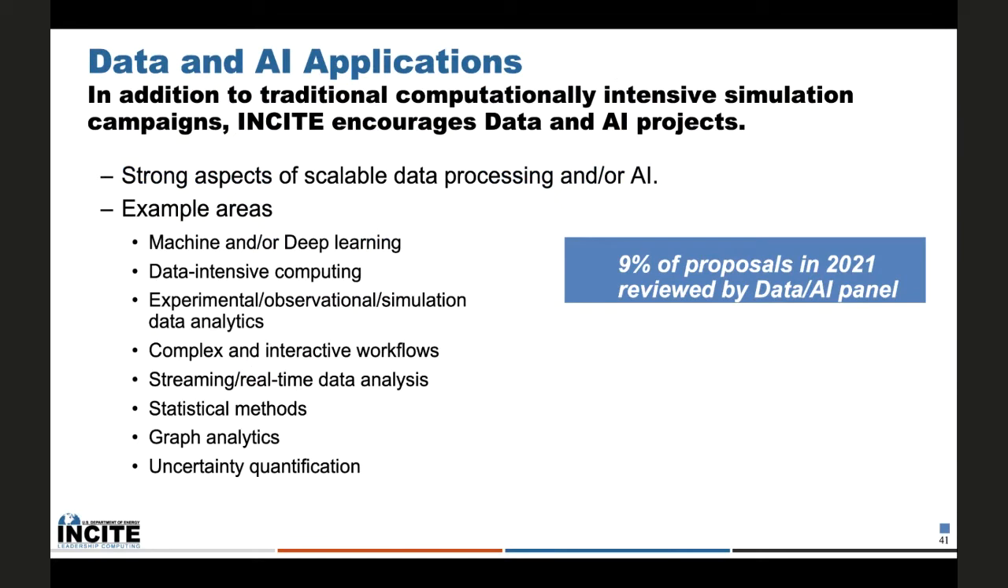For example, machine and deep learning, data-intensive computing, you have a list. While many areas might be shown, this list is obviously not complete and will surely continue to grow as large-scale data and AI capabilities continue to mature. The INCITE program does indeed receive strong proposals having significant data and/or AI components. And as mentioned earlier, these proposals are evaluated by a data and AI panel.